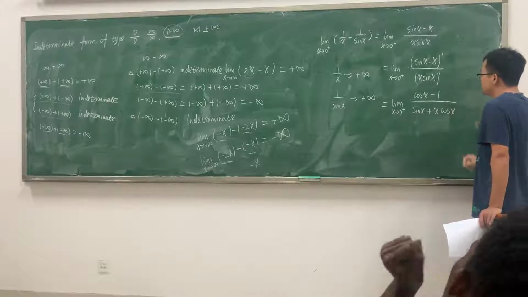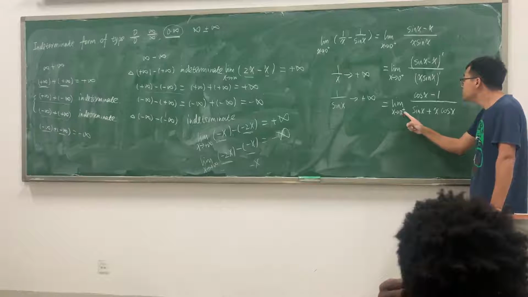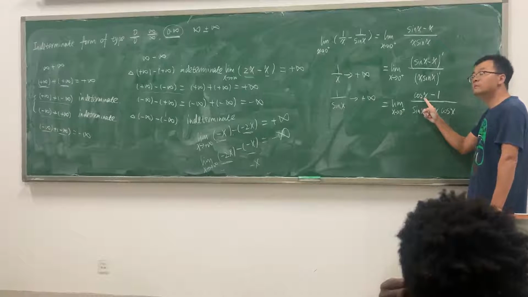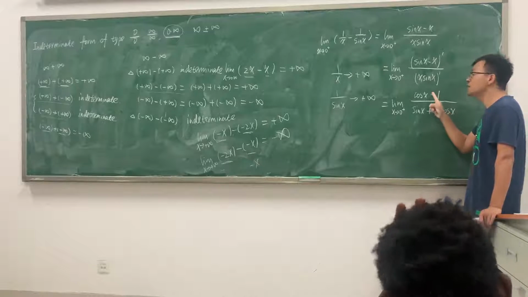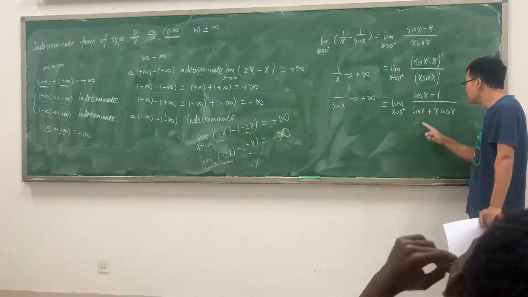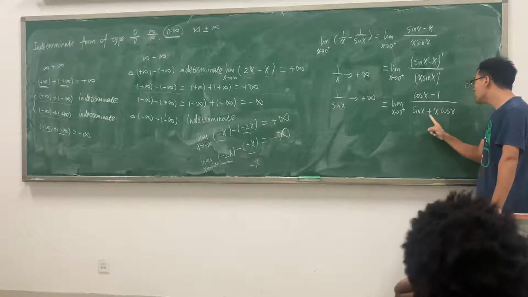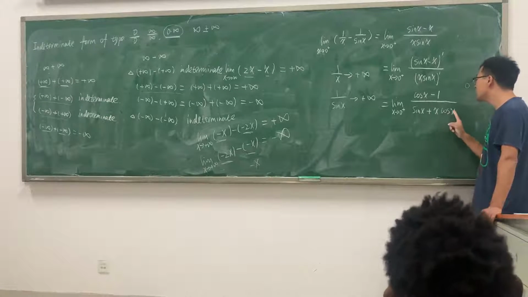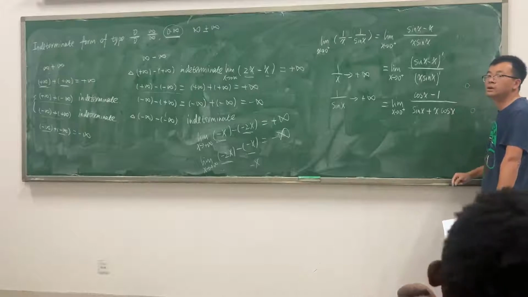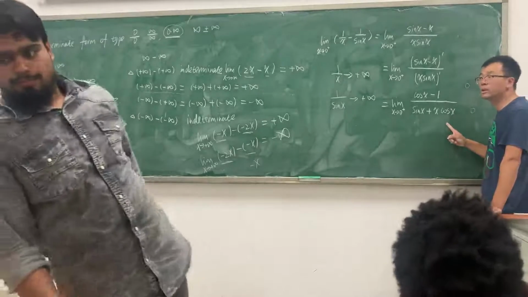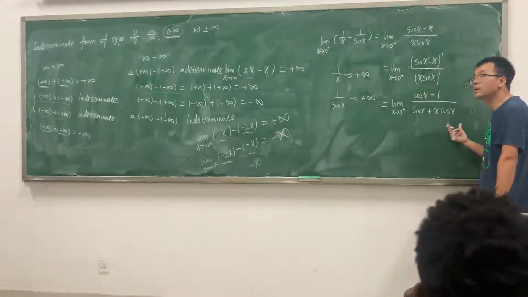So when x approaches 0, cosine x approaches 1, so 1 minus 1 is 0. The denominator is sin 0 plus 0 times 1, so it is also 0. So here it is 0 by 0, an indeterminate form again. So we can use L'Hopital's rule again.